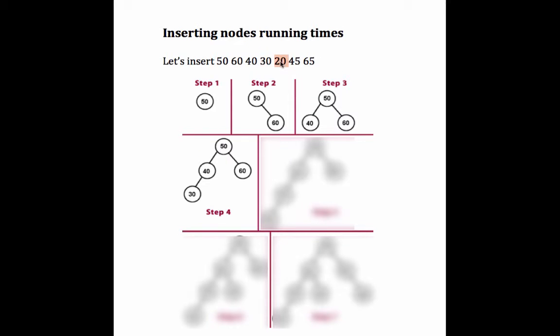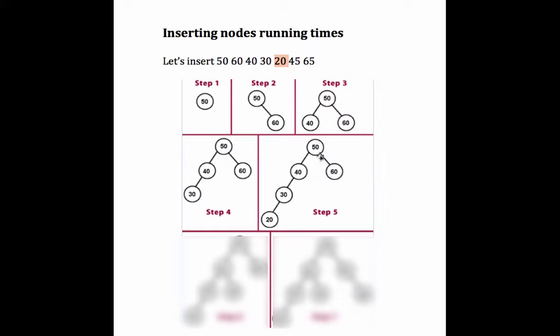Let's insert one more, 20. So again, we start at the root. 20 is less than 50, we go to the left. 20 is less than 40, we go to the left. 20 is less than 30, we go to the left, and now we realize that the left child of 30 is available, so we insert 20 as the left child of 30.